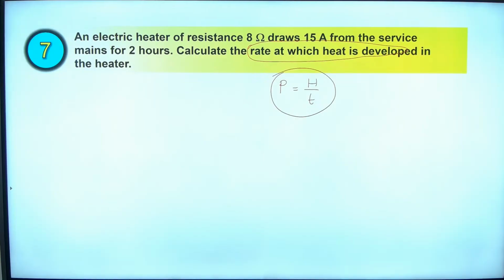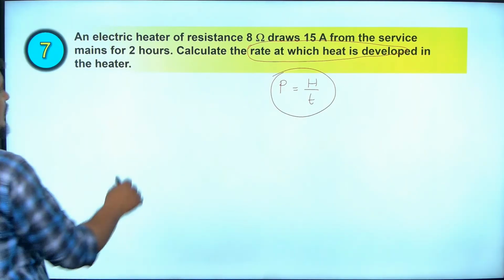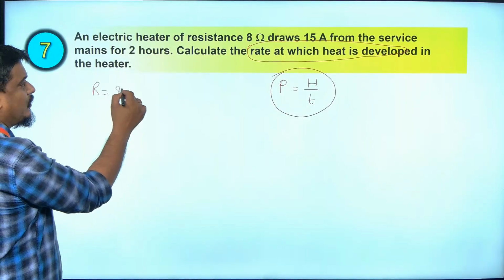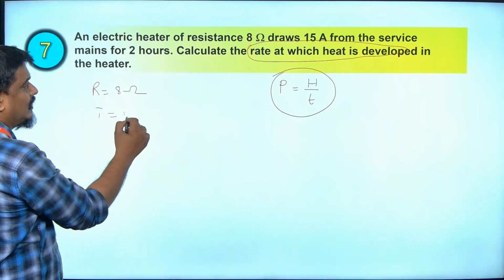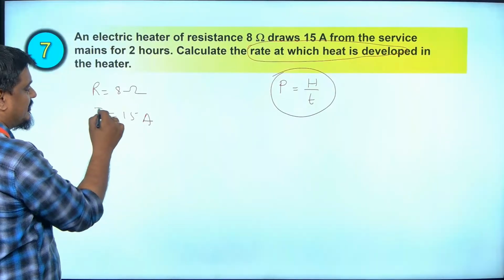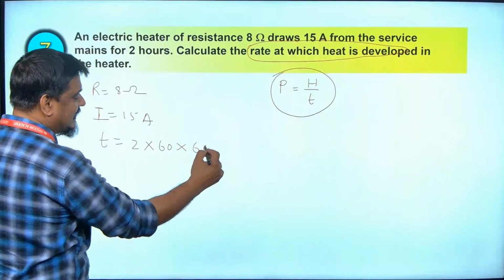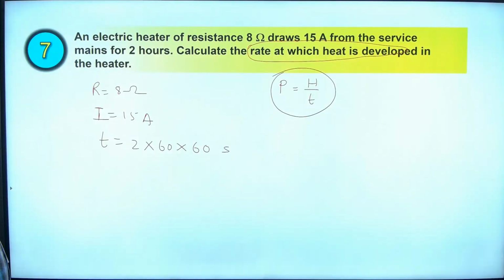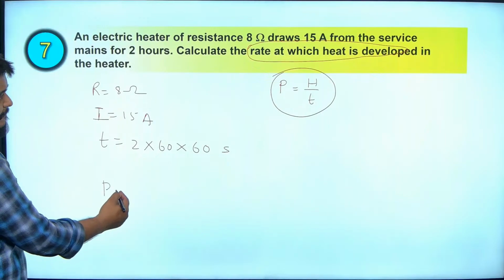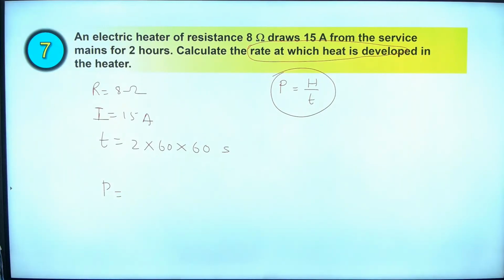So, once again, write the given data. If I am a student, I will write R is equal to 8 ohms, I is equal to 15 amperes, 2 hours. 2 hours means how many minutes? 60 minutes, how many seconds? 60 seconds. And now I have been asked to find the value of P, which is equal to, what is the formula of P? VI. I square R is also power. Only power is asked here.